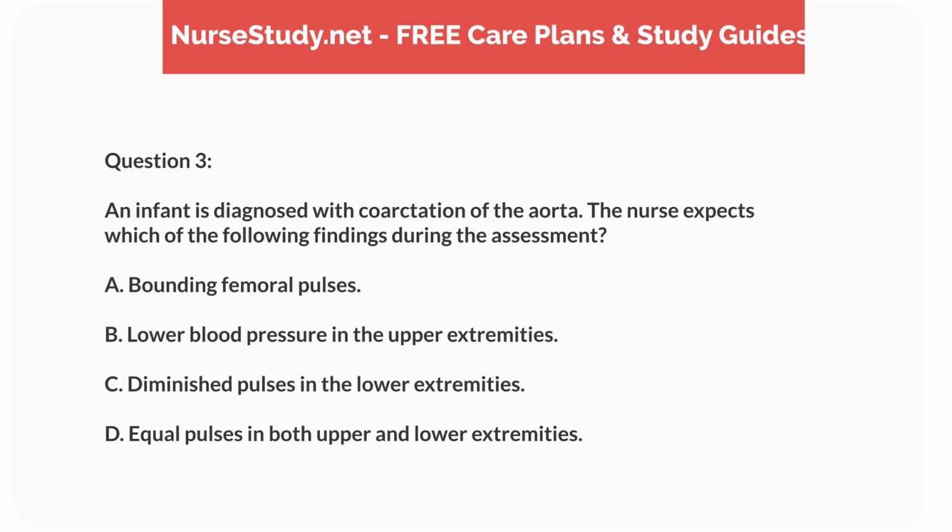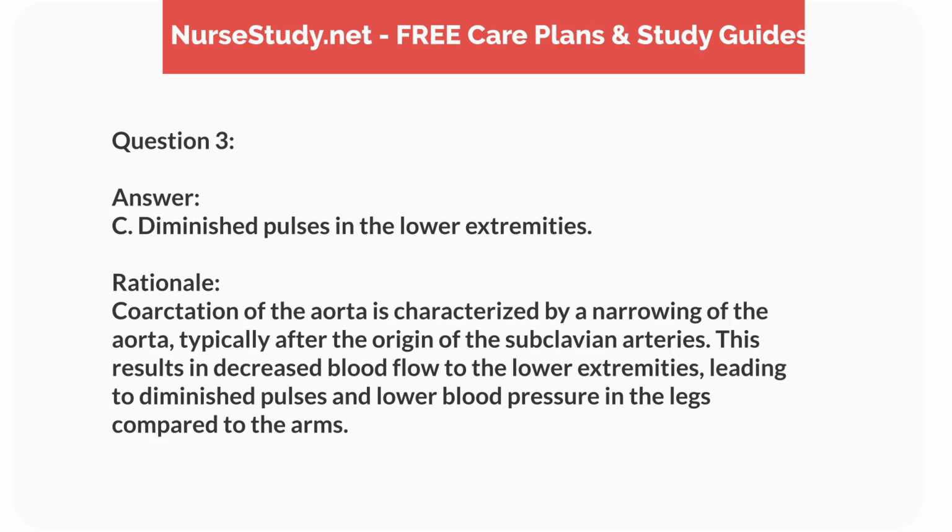Question 3. An infant is diagnosed with coarctation of the aorta. The nurse expects which of the following findings during the assessment? A. Bounding femoral pulses. B. Lower blood pressure in the upper extremities. C. Diminished pulses in the lower extremities. D. Equal pulses in both upper and lower extremities. Answer: C. Diminished pulses in the lower extremities.